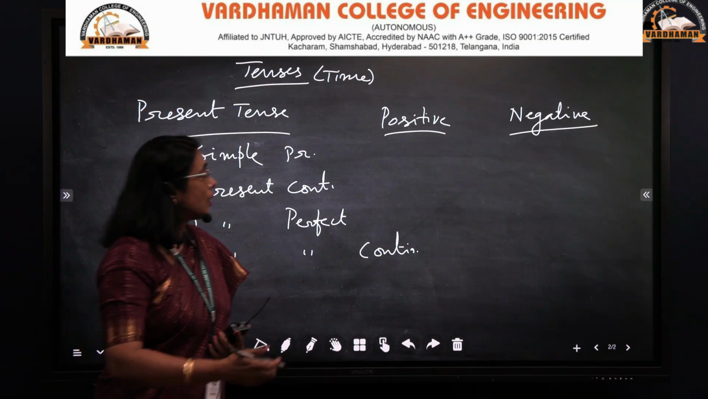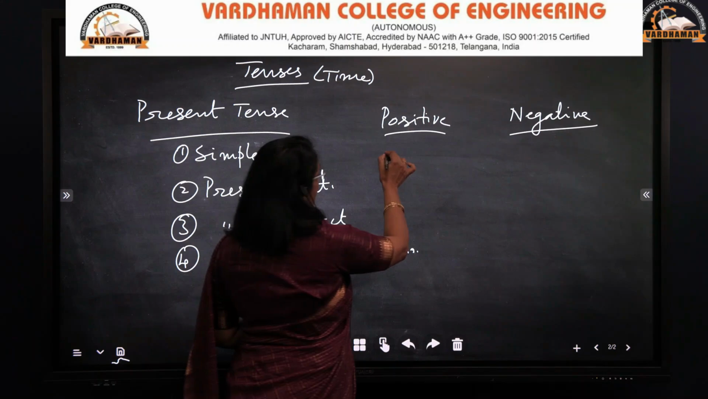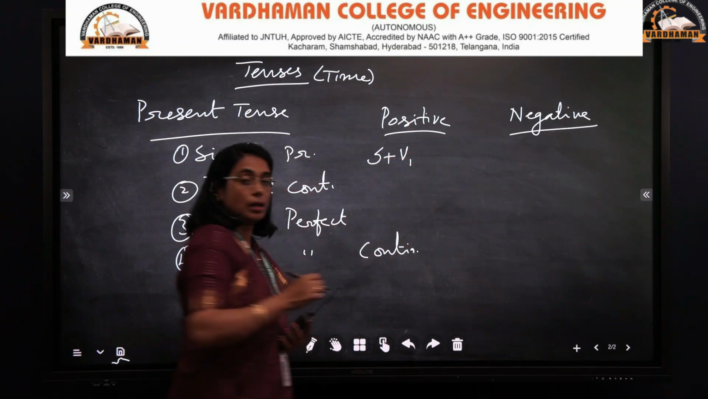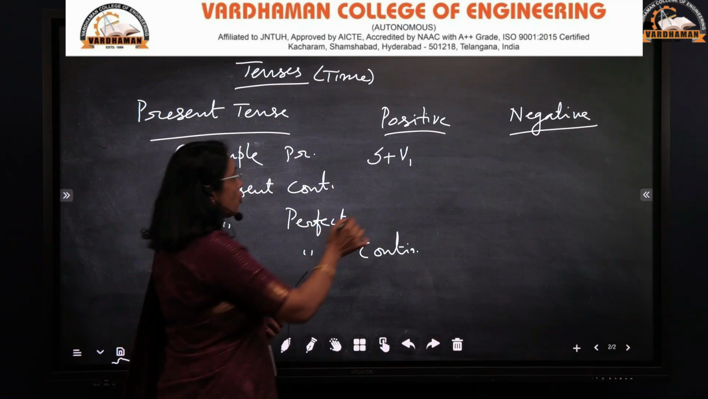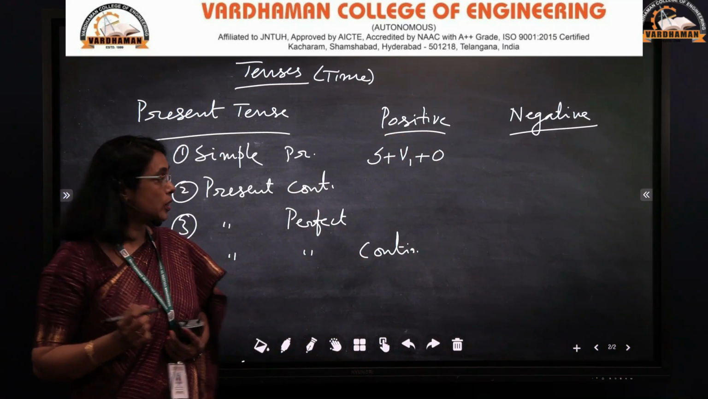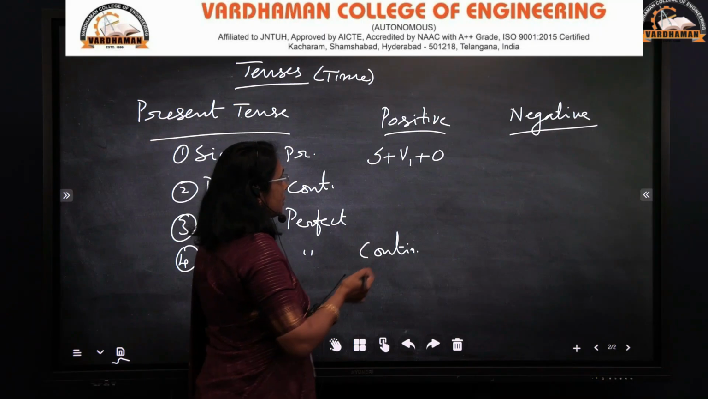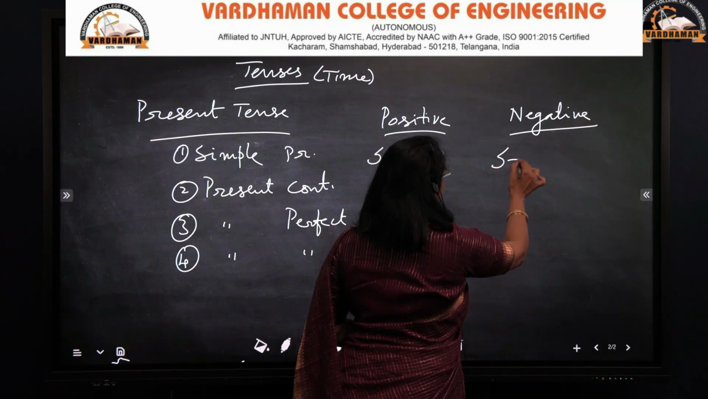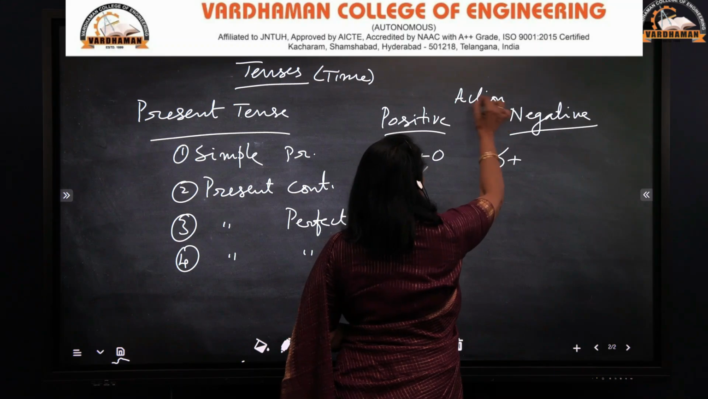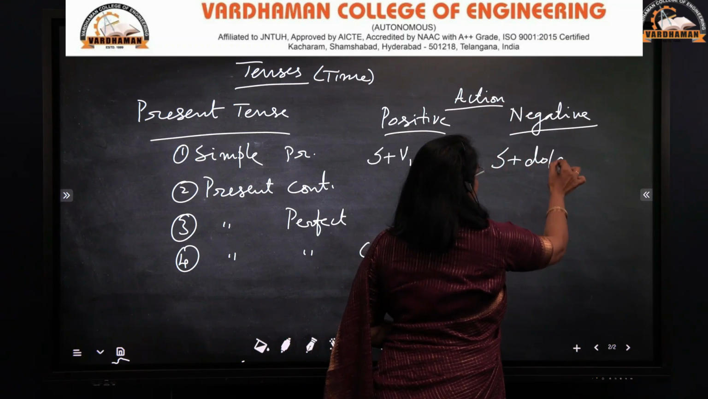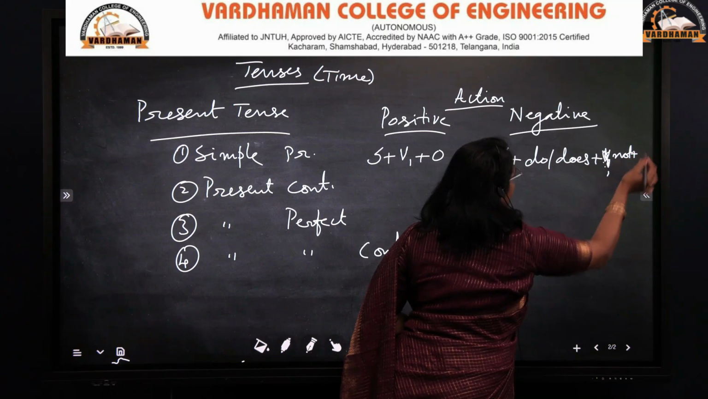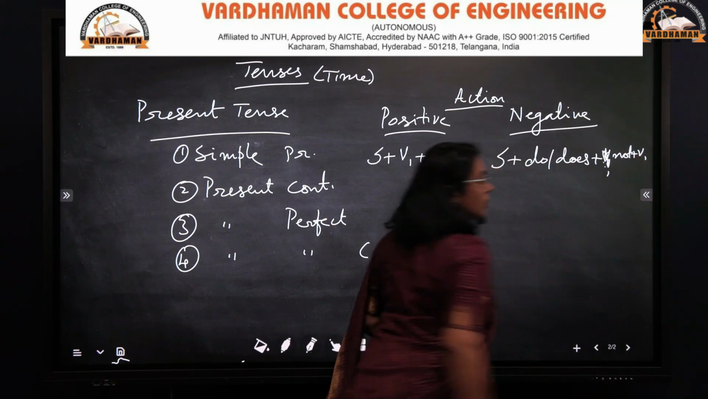If you take simple present tense positive sentences, we need a subject which should be followed by a present form of the verb, which should be followed by an object. Object is always optional. Whereas in the negative sentences, the subject will be there. If you take the action verbs, the structure goes like this: subject plus do or does plus not plus V1.